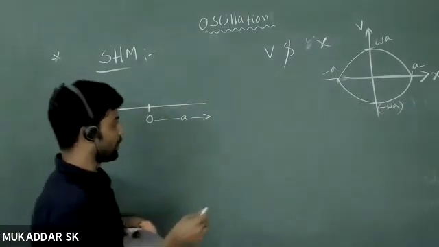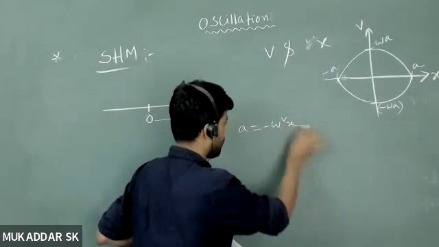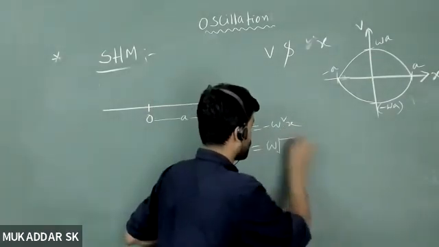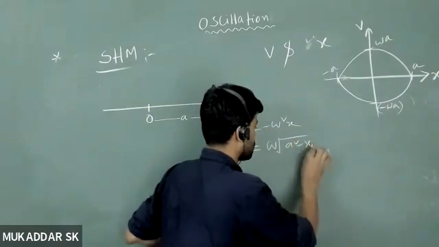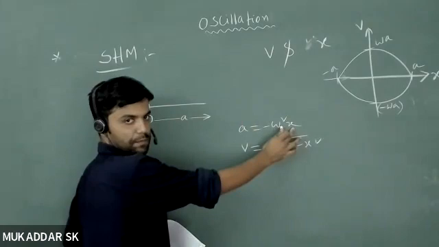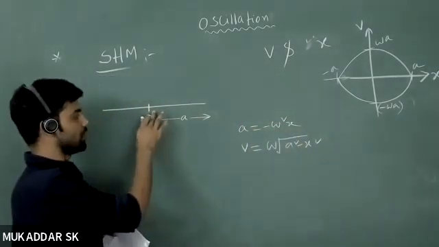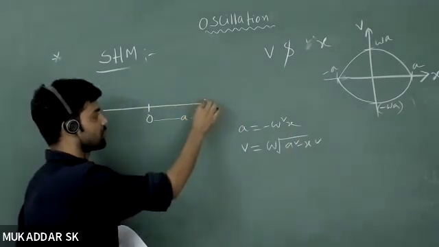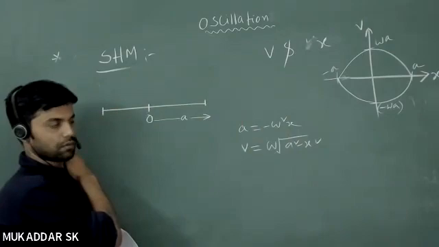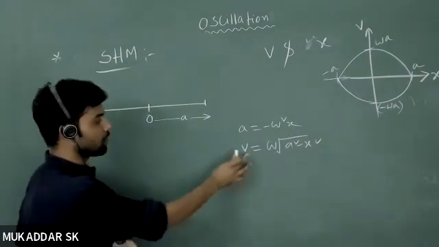And you know those equations. Acceleration was minus omega square x, and velocity was omega root over a square minus x square. And x is basically the displacement from the equilibrium position. So this is the equilibrium position, and this is the extreme position. This is the positive extreme position, and this is the negative extreme position. Now you see where the velocity will be maximum.